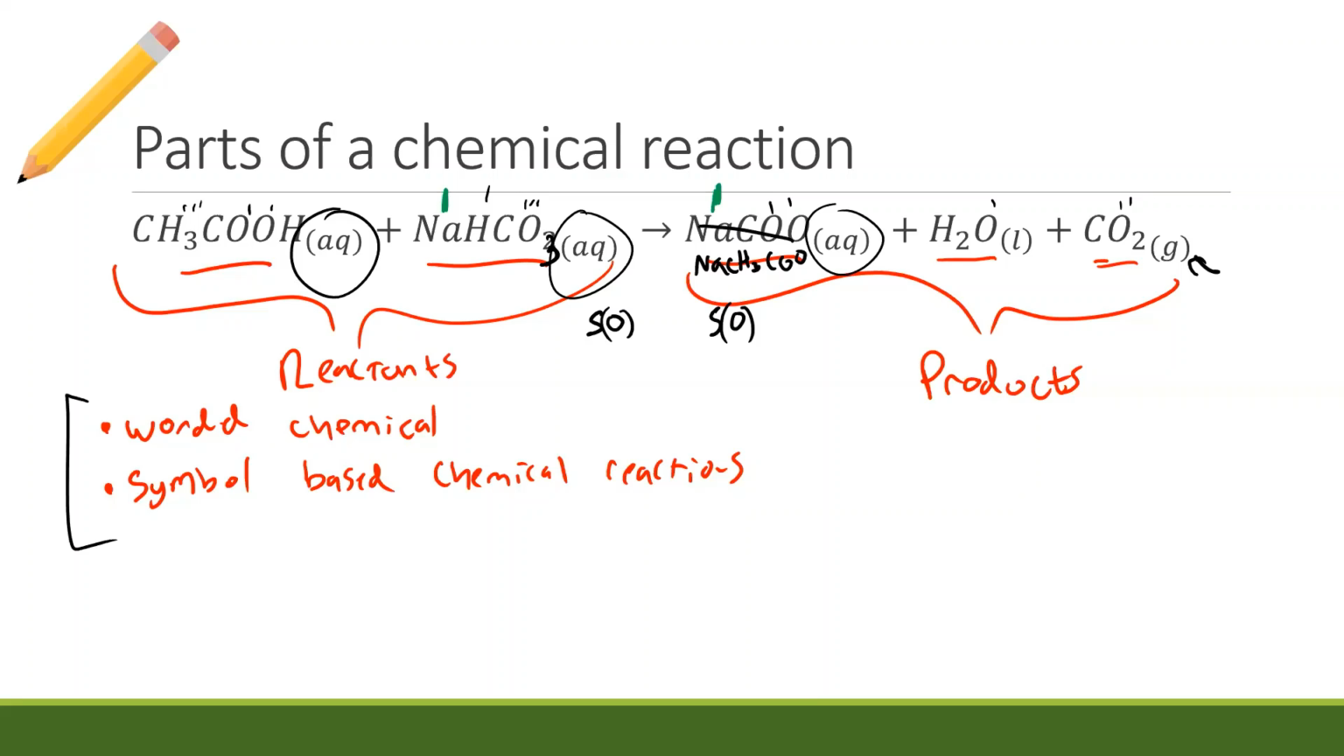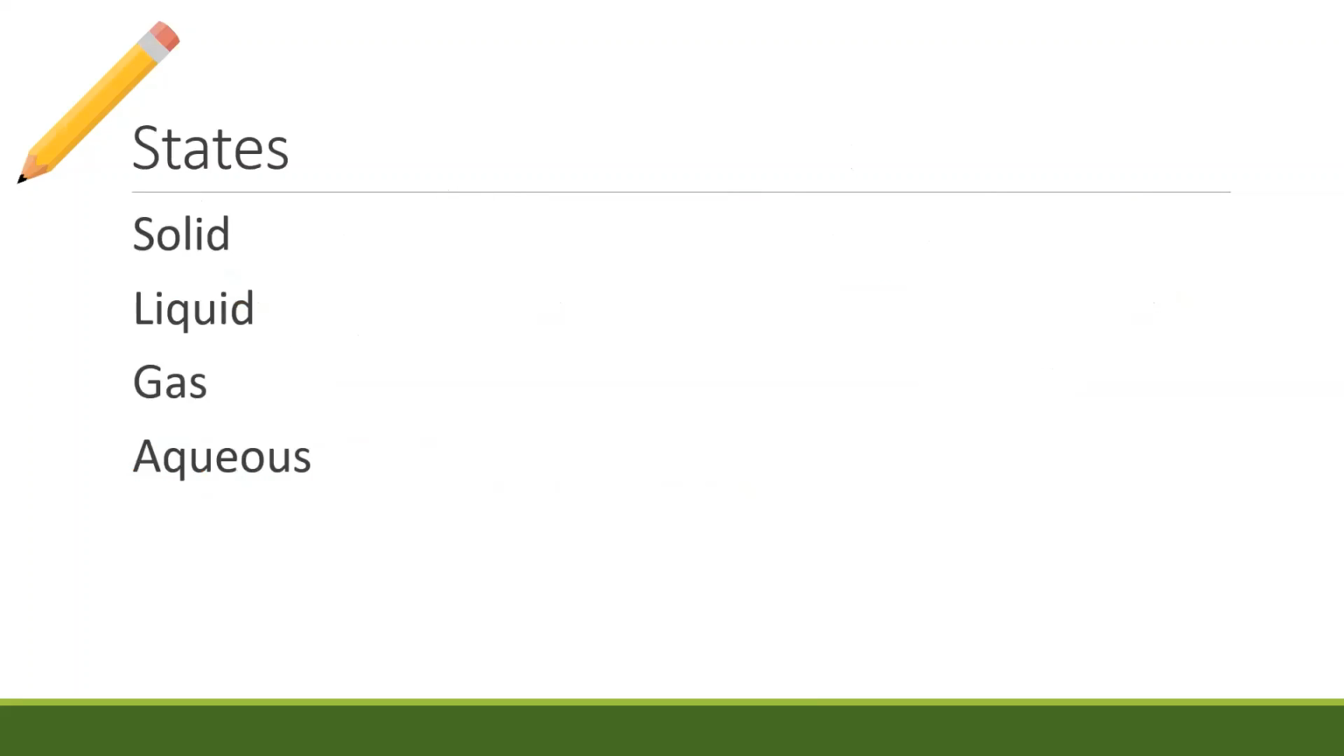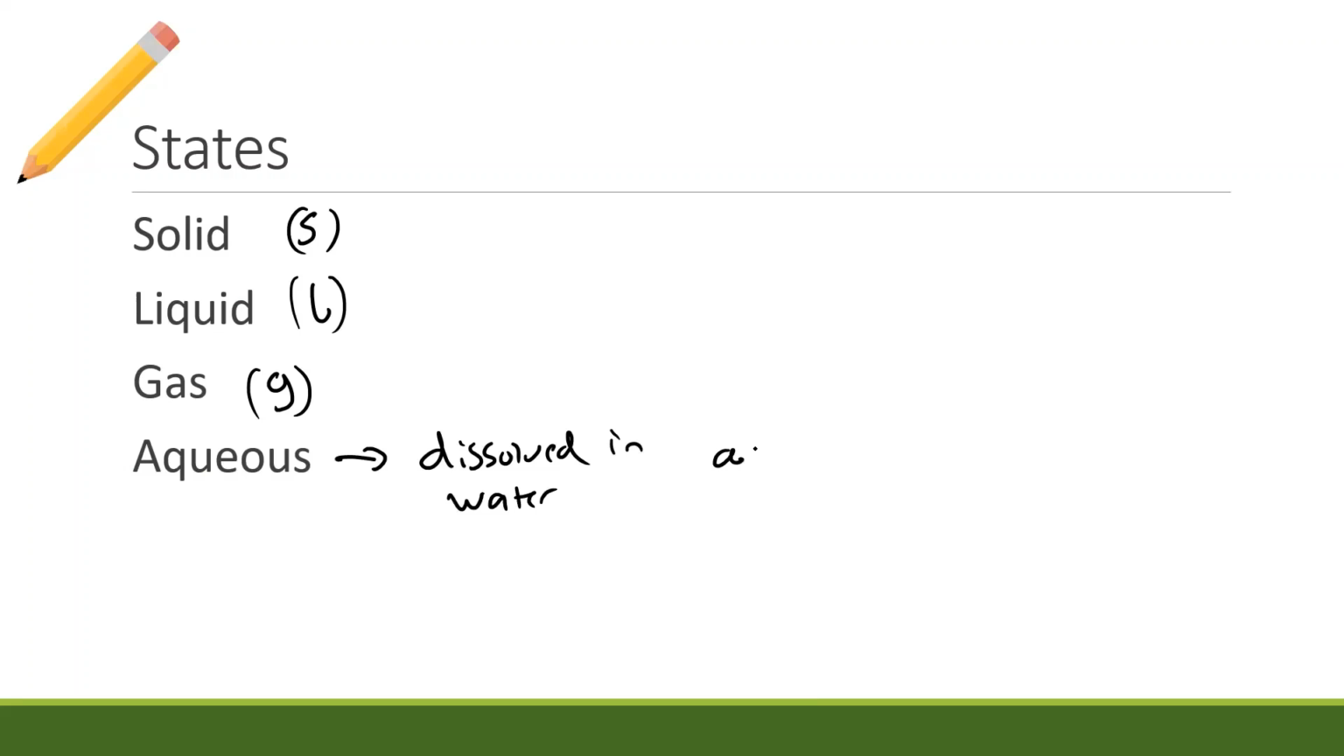These down the bottom are actually called states. And the main states are solid. When you have a solid, you write S. For a liquid, you write L. For a gas, you write G. For aqueous, what does aqueous mean? That means dissolved in water, which is going to be AQ.